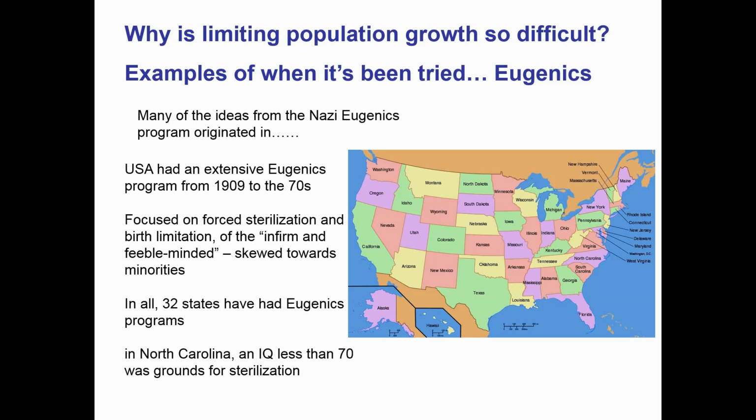In total, 32 states in the US have had eugenics programs of some sort, either in the form of forced sterilization and birth limitation or removing people from society. Some of these eugenics programs were pretty stern. For example, in North Carolina, if you had an IQ test and your IQ test came back as less than 70, this was grounds for you to be forcibly sterilized.